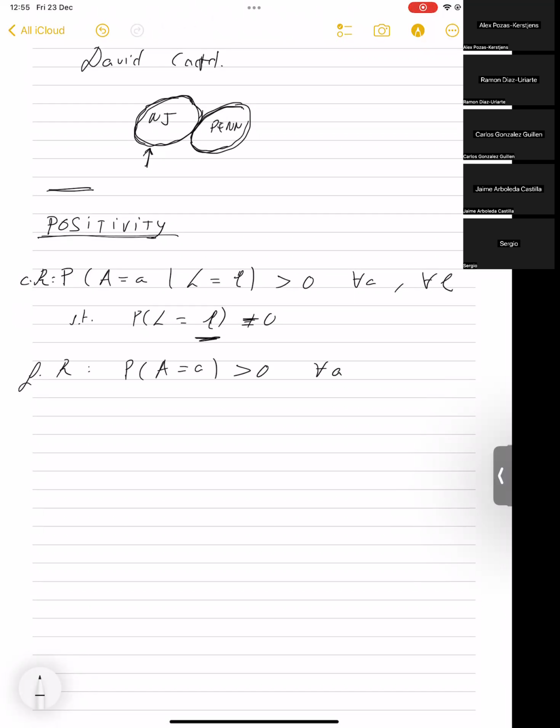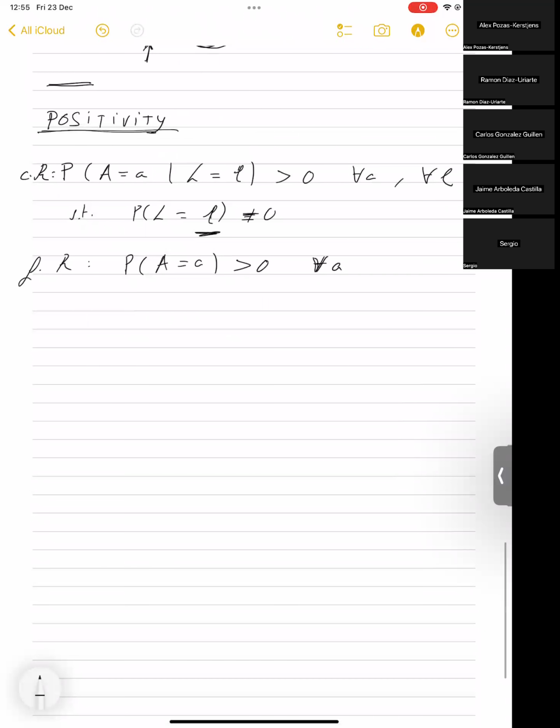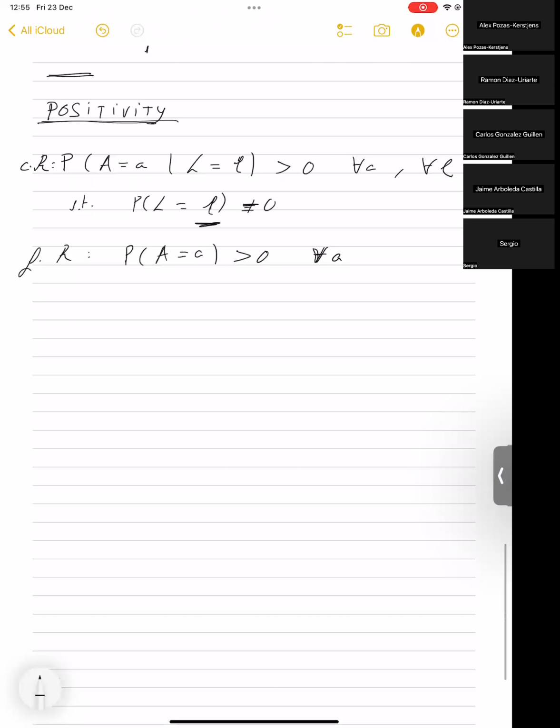And as we said, this holds by construction in randomized experiments. The important thing here is that positivity is only required for variables L needed for exchangeability, just for these ones.